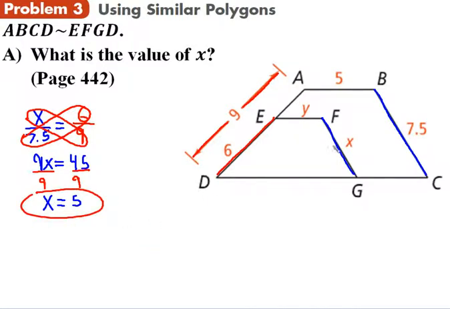Okay, so again, if we know the corresponding measurement that matches up with what we're looking for, and we know a pair of corresponding measurements on the two similar polygons, we can use those to solve for that measurement we're missing. Part B is the same idea. Why don't you pause the video, take a minute to work that one out, and then hit play to check your answer.